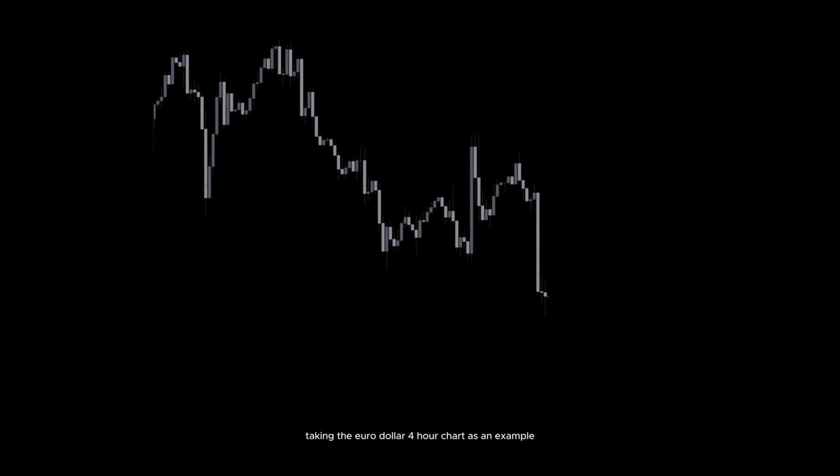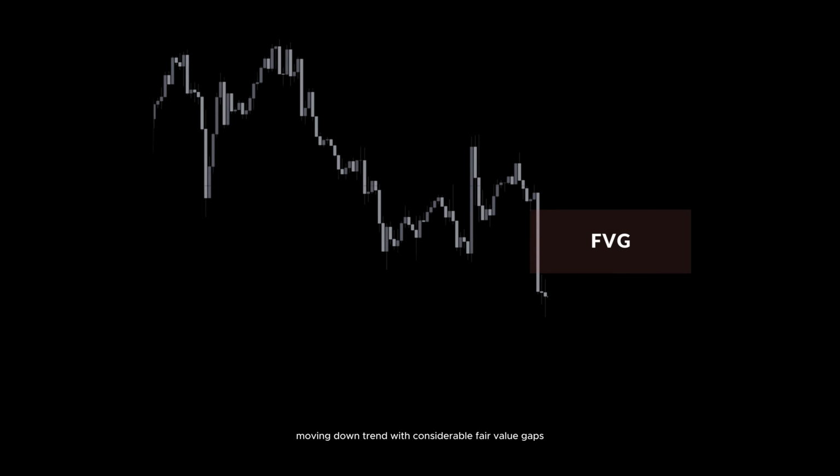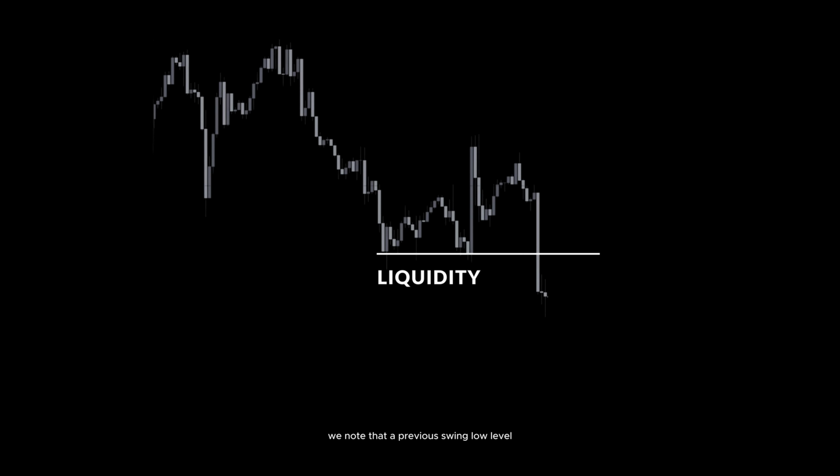Taking the Euro-Dollar 4-hour chart as an example, we observe a moving downtrend with considerable fair value gaps recently created. If the price returns to fill these gaps before continuing its general direction, it presents a perfect trading opportunity. Identifying the liquidity area, we note that a previous swing low level, once broken, turns from support to resistance. This becomes a potential rejection point.